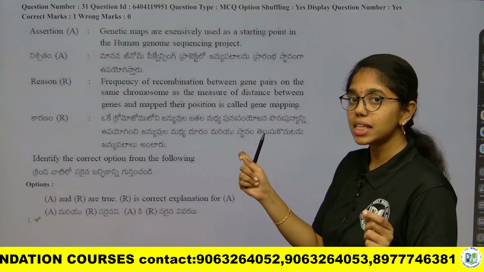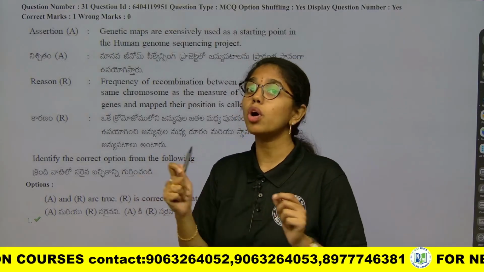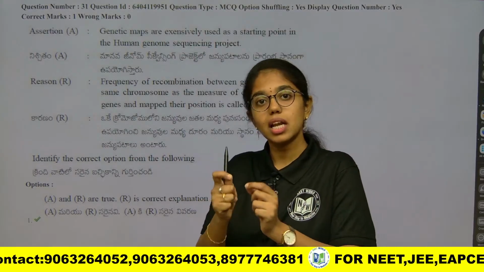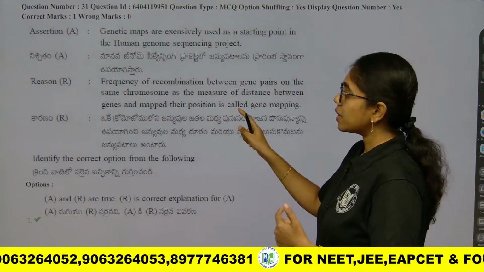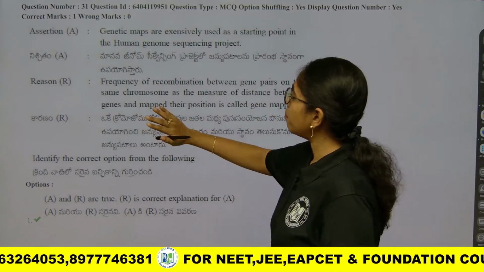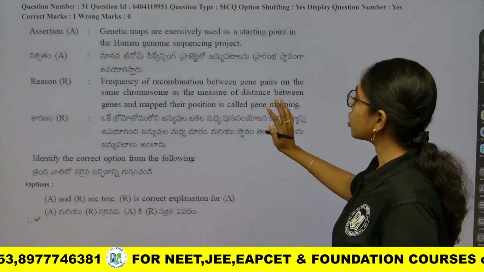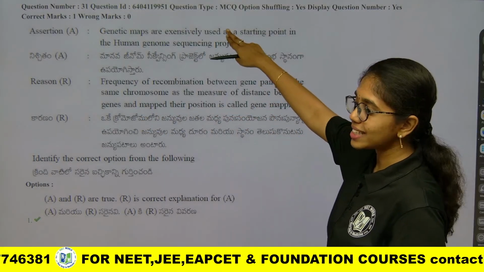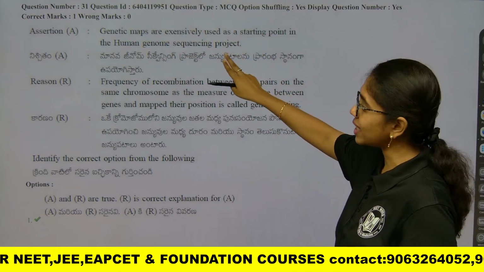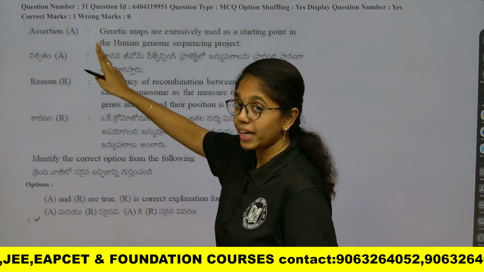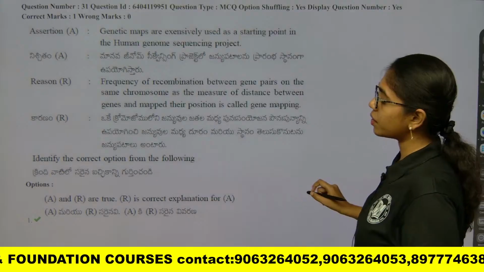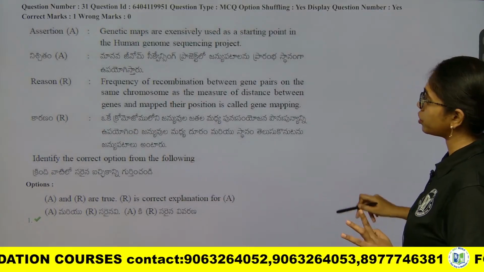The more the distance, more possibility of recombination and crossing over; less the distance, less crossing over takes place. That is identified through gene maps only, right? Next, the distance between genes and mapping their position is called gene mapping. So, here in the assertion they have mentioned gene maps are used in the human genome project. In the reason he has clearly explained why gene maps are used. So, assertion and reason are true, and reason is the correct explanation of assertion.